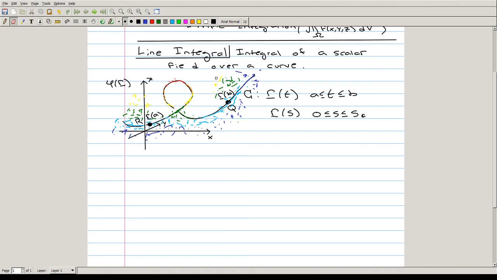So the function phi is a function of three variables, x, y, and z. So it's a function of position. But really, the line integral is just focused on the integral of this scalar function on this curve, so restricted to this curve right here.